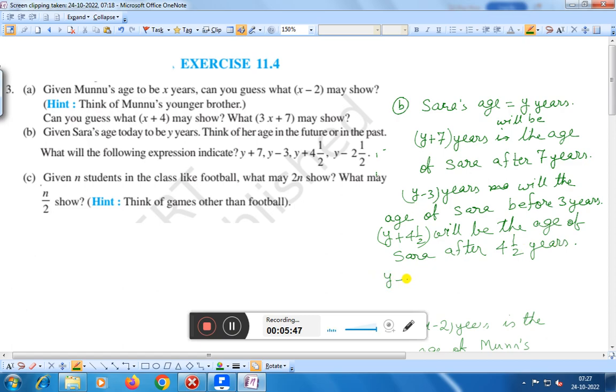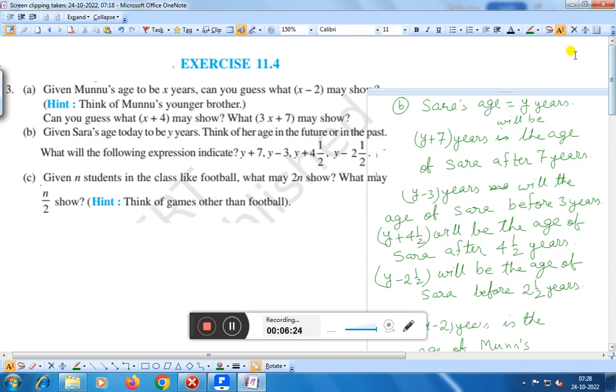Y minus 2.5 will be the age of Sarah before 2.5 years. Right? Now we'll solve question number C.